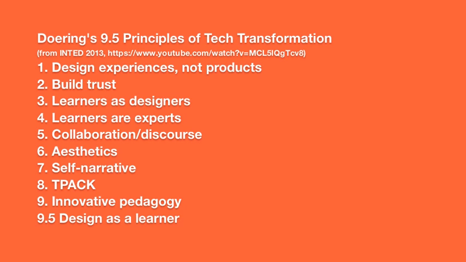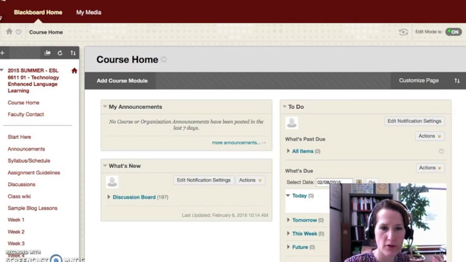So I'm going to evaluate my course against Doering's 9.5 Principles of Tech Transformation, which we saw in his InTED talk, which are to design experiences, not products, build trust, learners as designers, learners as experts, collaboration and discourse, aesthetics, self-narrative, TPACK, innovative pedagogy, and design as a learner. Let's take a look at our course in depth. So without further ado, let's take a look at this class.